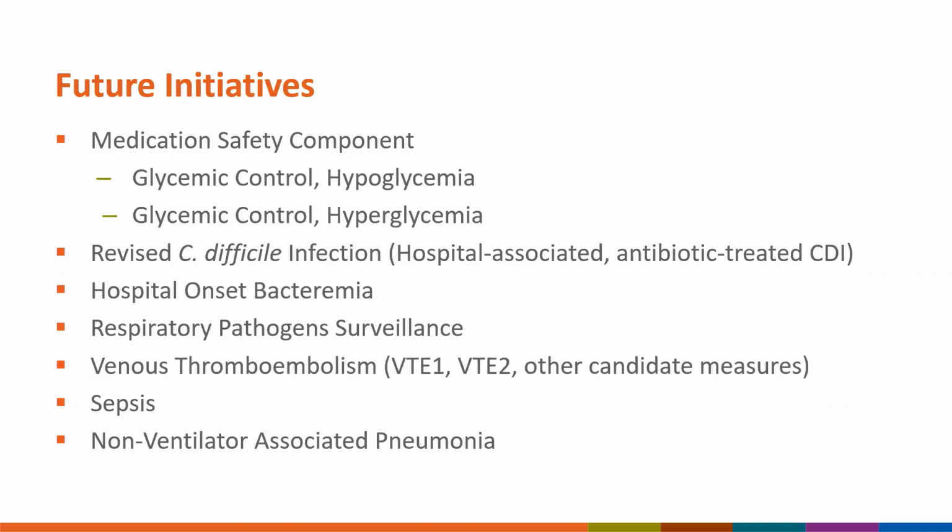Those future initiatives that are happening, starting this year and into the next years, are listed on this slide. The first one that is happening is hypoglycemia. And we do have a test facility that is currently submitting FHIR bundles to us in a test fashion. But we're in the process of enrolling facilities to test out our approaches for C. difficile and hospital onset bacteremia. And then hopefully by the end of this year, respiratory pathogens and venous thromboembolism will also be folded into that.